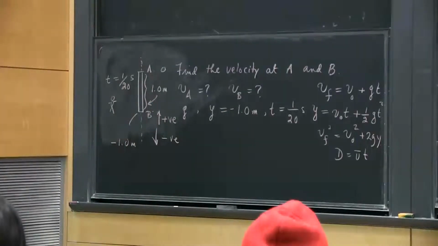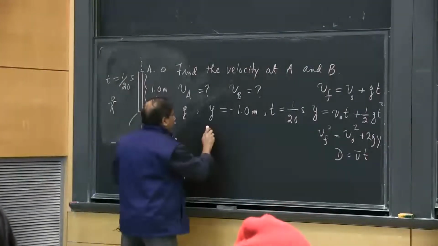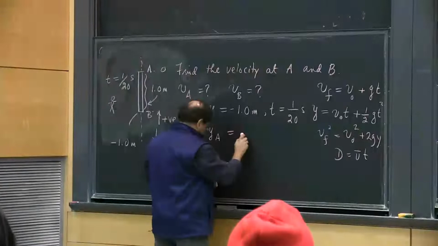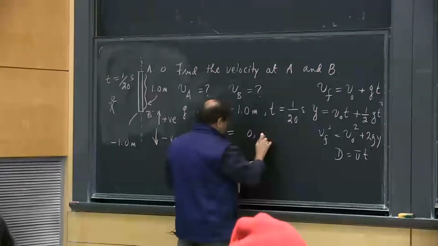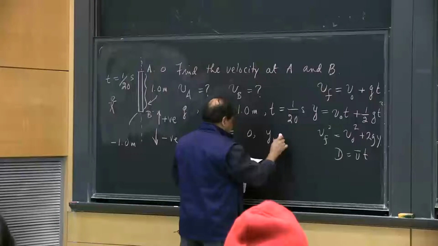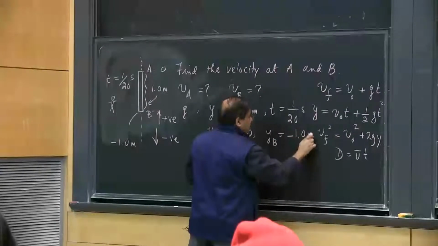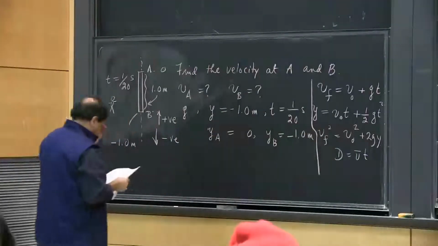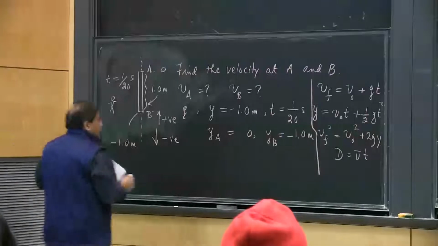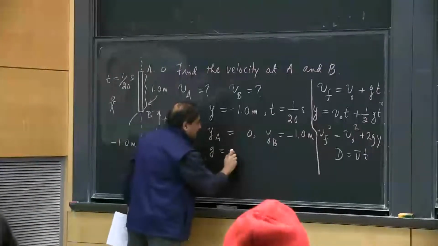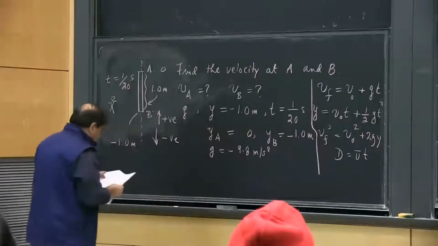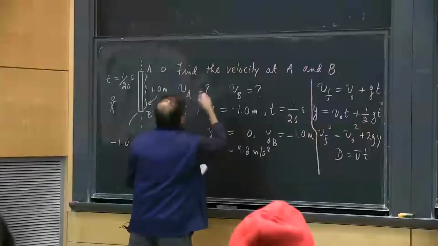So that's important because I'm setting the parameter in the sign. Now, I can say then that YA, which is the height here, is, by my choice, 0, and YB is minus 1.0 meters. I can also say that the acceleration due to gravity g is minus 9.8 meters per second squared, which I'll approximate very soon as 10. And I do know the time, as I said, 1/20 of a second.